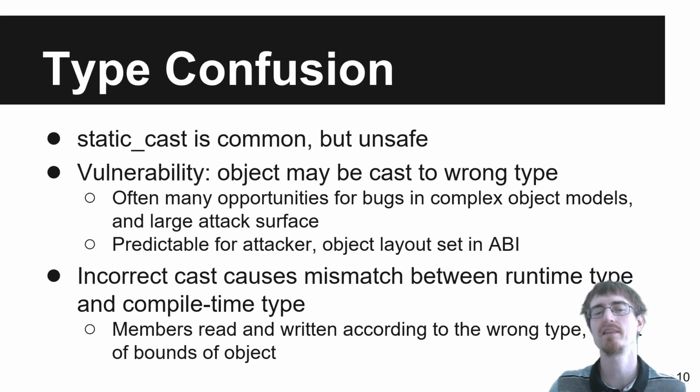Afterwards, what will happen is anytime we read or write members according to this wrong type, we can basically break protections. So we could, for example, write an integer to a pointer variable, which often allows us to abuse the situation as an attacker. We could also go out of bounds of the object. So if the runtime type is a smaller type of object than the compile time type, we might be able to read or write out of bounds of the object as well.